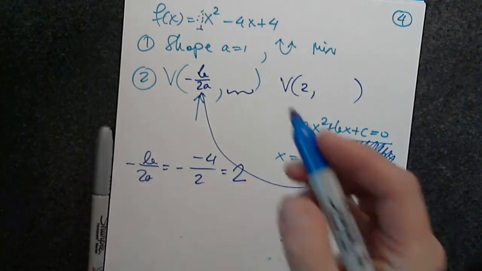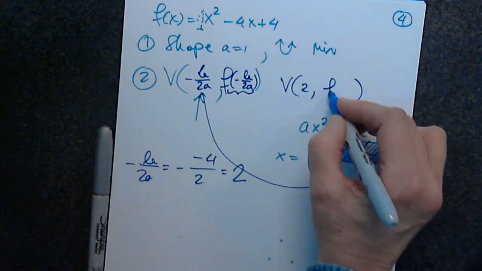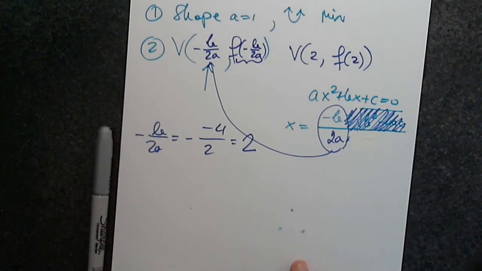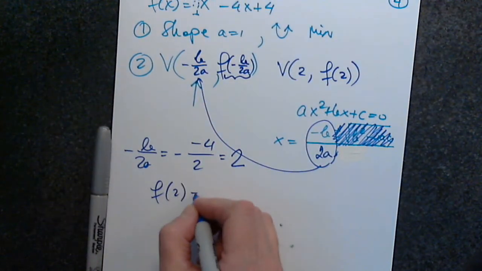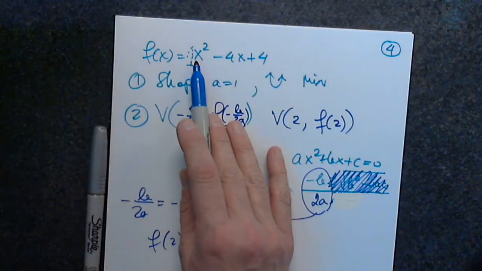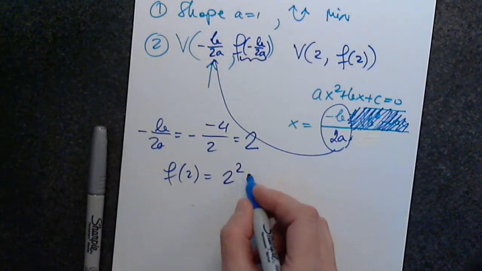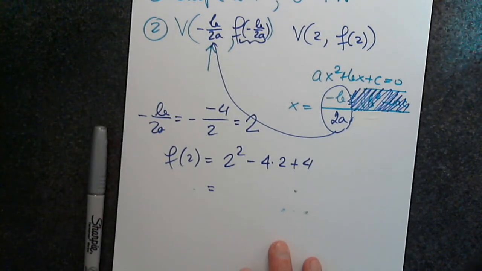Thank you very much. Indeed, this is f of negative b over 2a. So this indeed will be f of 2. We know that from studying functions in chapter 2 and from before. Excellent. So f of 2, I plug it in: 2 squared minus 4 times 2 plus 4. How much is 2 squared? That's where I have to start because of the order of operations.